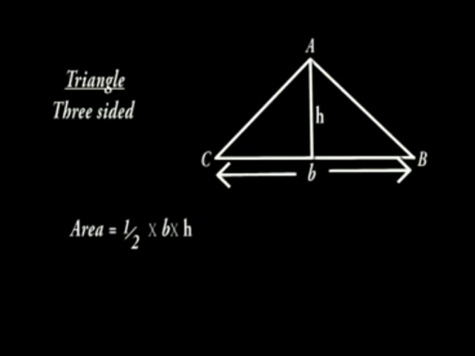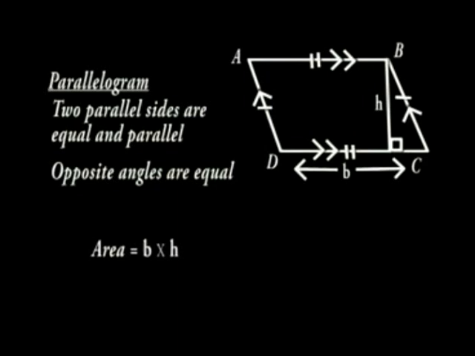Triangle is a three-sided figure. The area is calculated by a half times base times height. Parallelogram has two parallel sides that are equal. Opposite angles are also equal. Area is given by base times height.